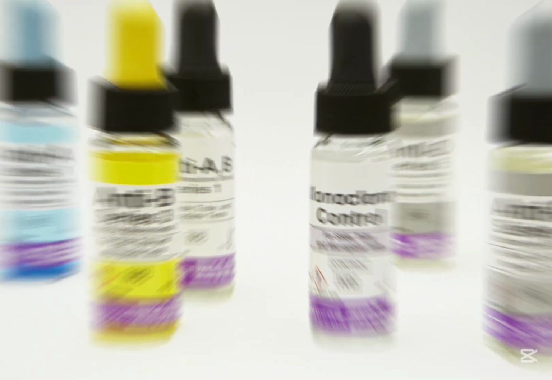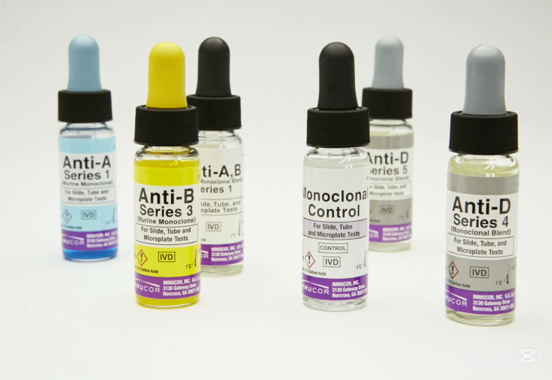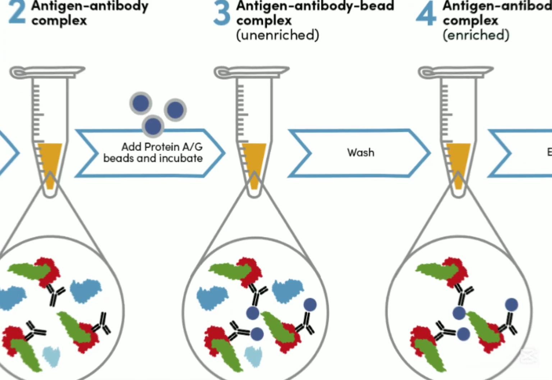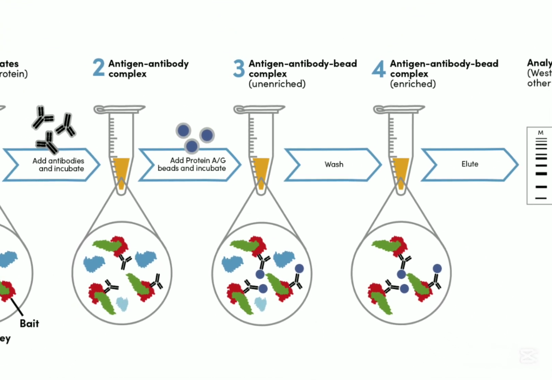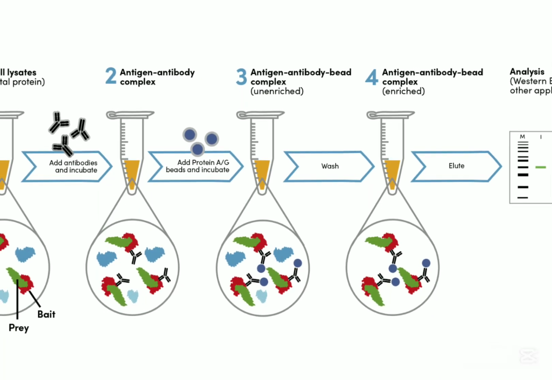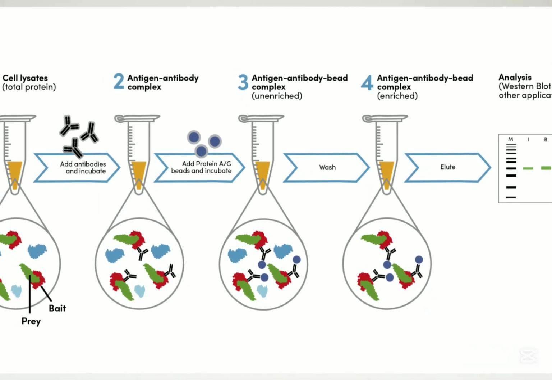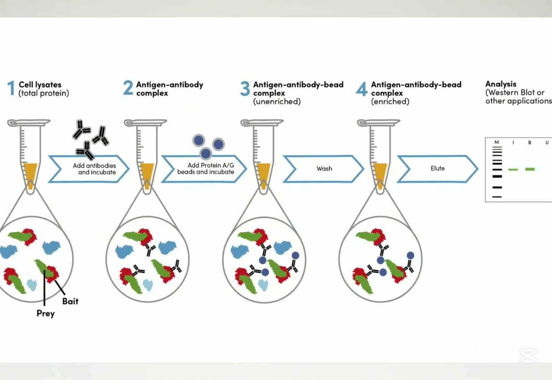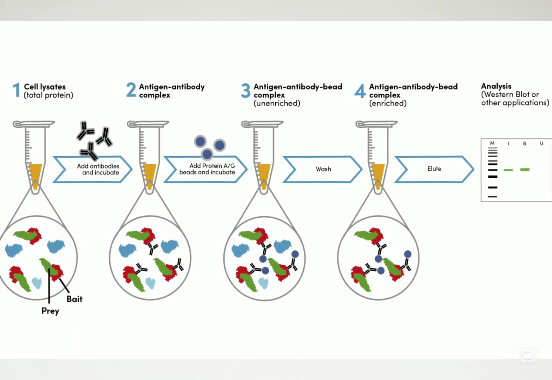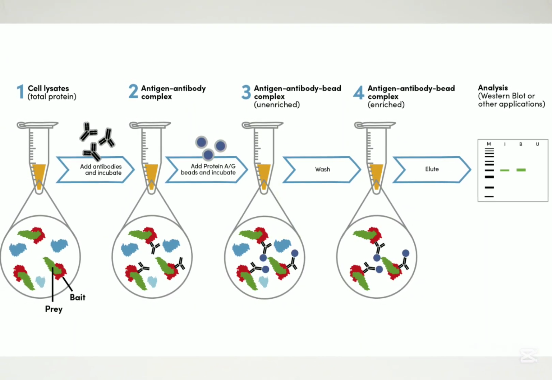Then we go to immunoprecipitation. Antisera are used to isolate a target antigen from a sample by forming an antibody-antigen complex, which can be precipitated out of the solution. This technique is used for studying protein interaction and purification of antigens. For example, it can be used to purify specific proteins from cell lysates for further analysis.